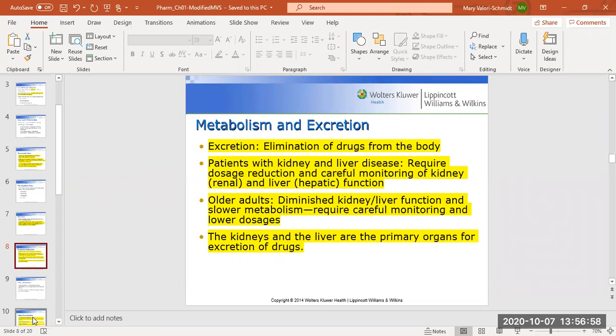Hepatic means liver. And then older folks. As we get older, well, not me, but other people, as they get older, things slow down. So kidney function, liver function, slower metabolic rate, everything slows down a little bit. So older folks have to really be watched carefully because they're the ones that are at the highest risk for not being able to metabolize and excrete drugs, get them out of their system.